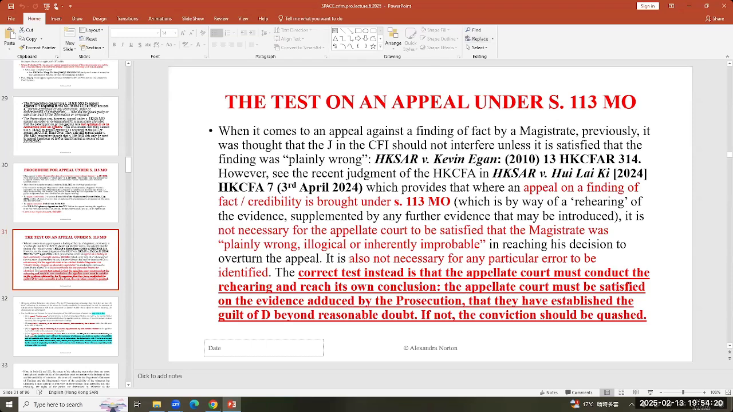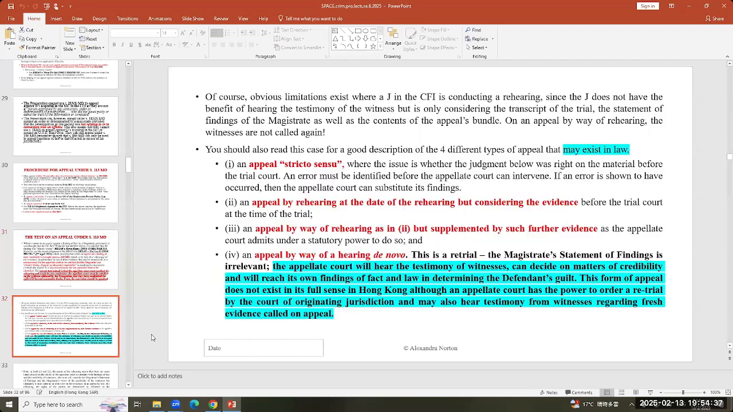So this is a different test now that's being applied. If you're reading older cases that talk about the appeals court having to be satisfied that the magistrate's decision was plainly wrong, that's no longer the correct test. But this case is also good to read through because it makes the different types of appeal clear.